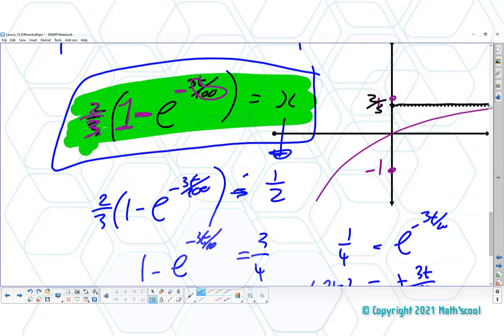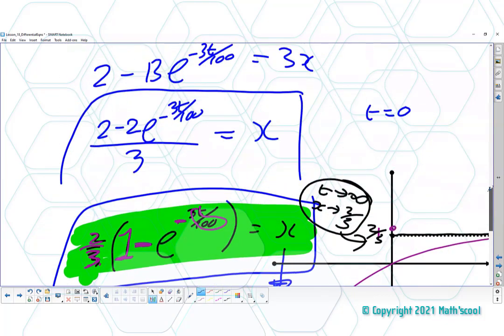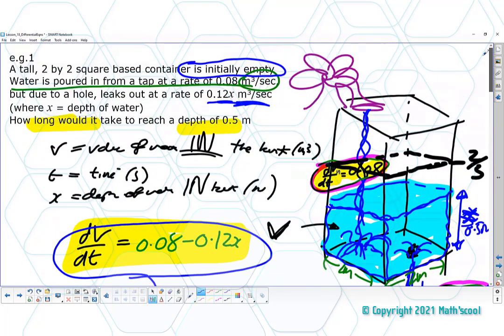You could just say, let t tend to infinity. e to the minus infinity is going to be 0. 1 minus 0 is 1. 2/3 times 1 is 2/3. So as t tends to infinity, x would tend to 2/3. Same answer as we got by sketching it, but without having to do the sketching. Okay.